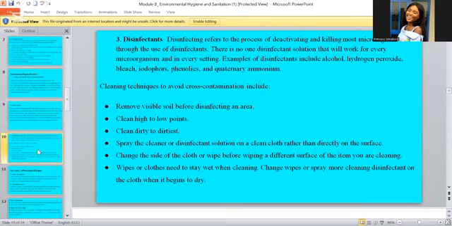We also have disinfectants. Disinfecting refers to the process of deactivating and killing most microorganisms through the use of disinfectants. There is no one disinfectant solution that will work for every microorganism and in every setting. Examples of disinfectants include alcohol, hydrogen peroxide, bleach, phenolics, and quaternary ammonium.